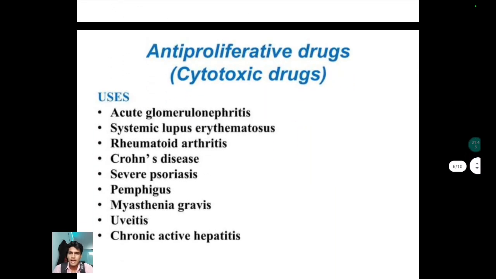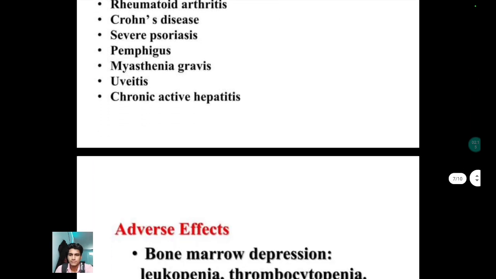Second type, anti-proliferative drugs. They are also called cytotoxic drugs. Uses: acute glomerulonephritis, rheumatoid arthritis, Crohn's disease, severe psoriasis, pemphigus, myasthenia gravis, uveitis, and chronic active hepatitis.